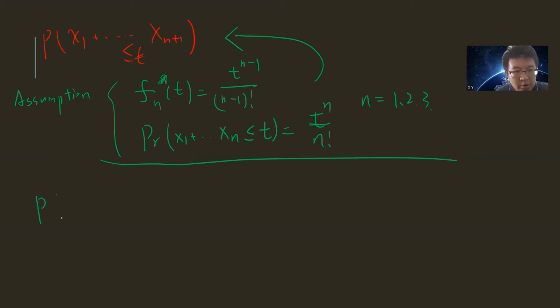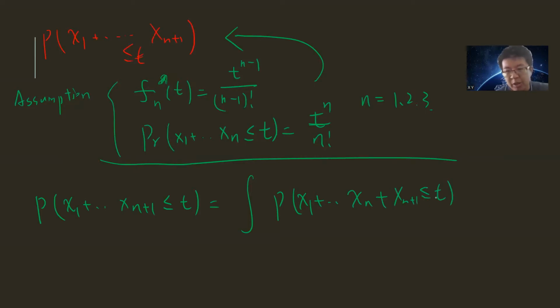I calculate the probability of x1 plus up to x_{n+1} less than or equal to t, and I condition on x_{n+1}. Since it is uniformly random, f of x_{n+1} is the uniform probability density function on x_{n+1}, and I integrate over x_{n+1}.